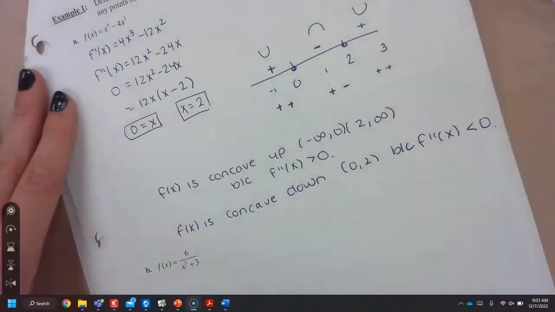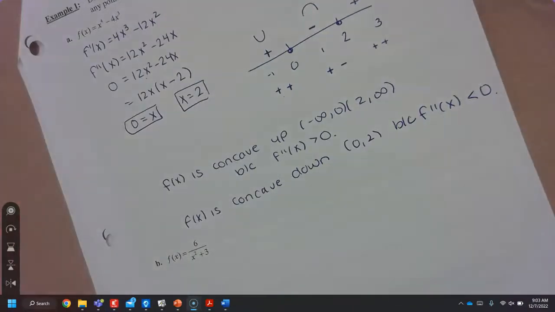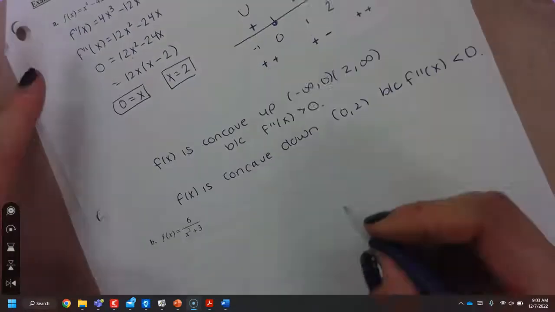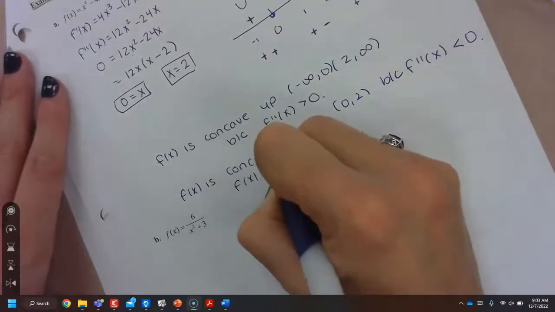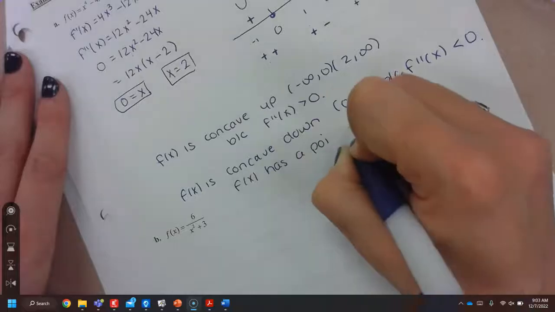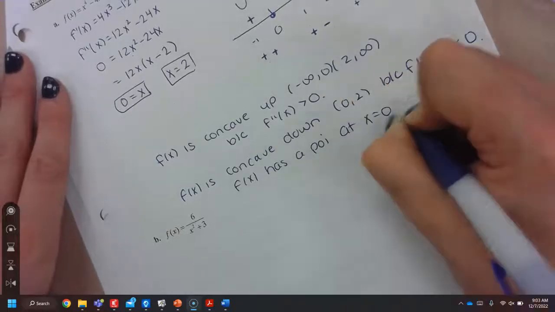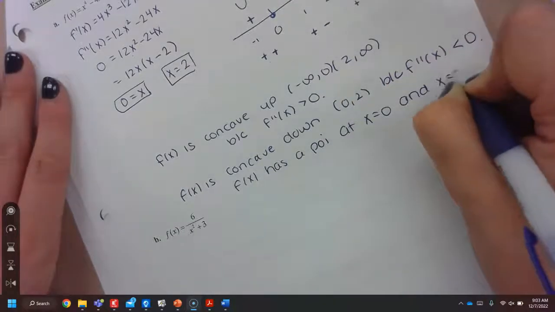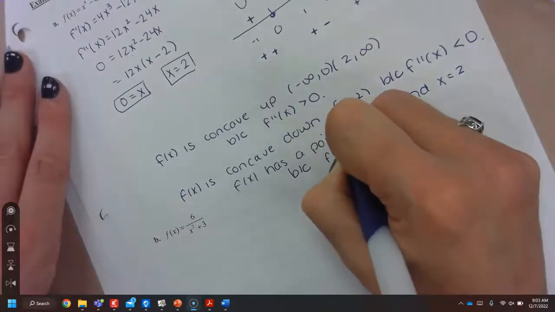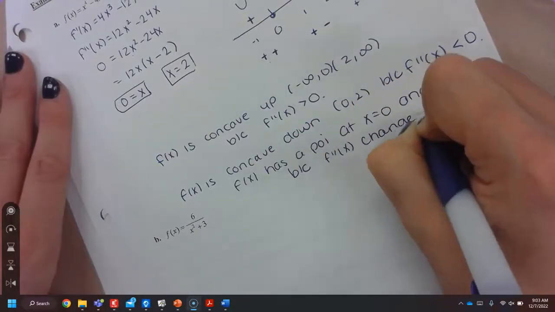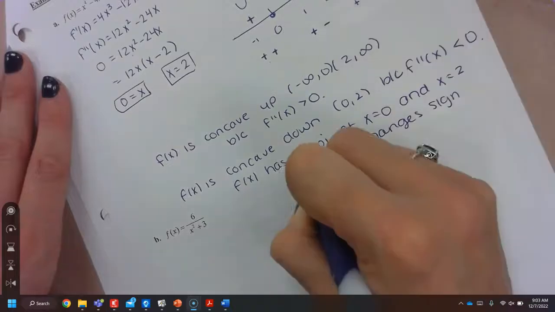So f of x is concave down because the second derivative is less than 0. And then f of x has a point of inflection at x equals 0 and x equals 2 because f double prime of x changes sign at these points.